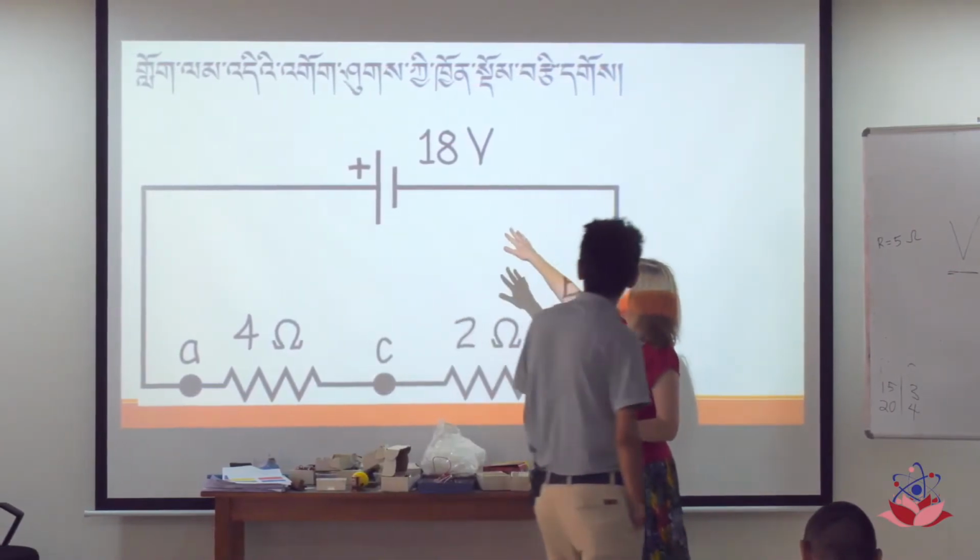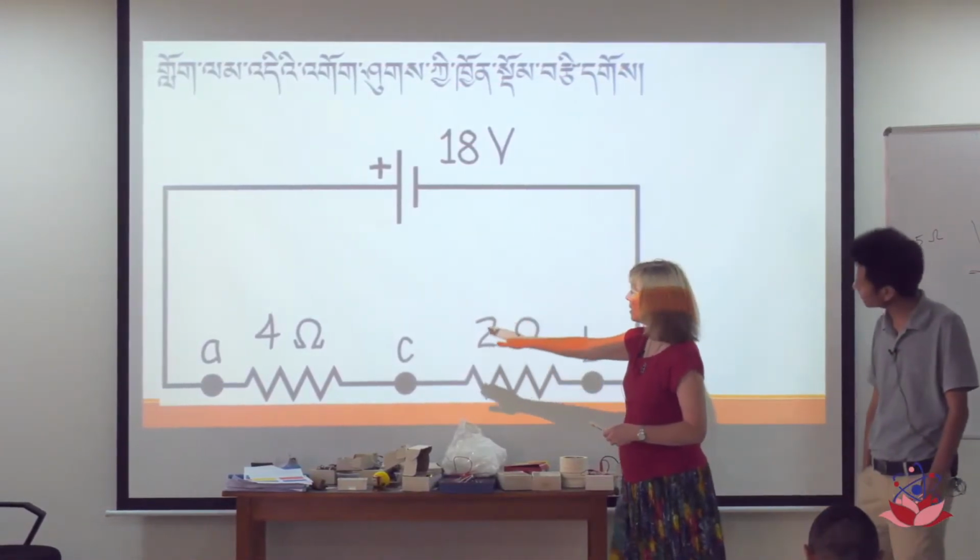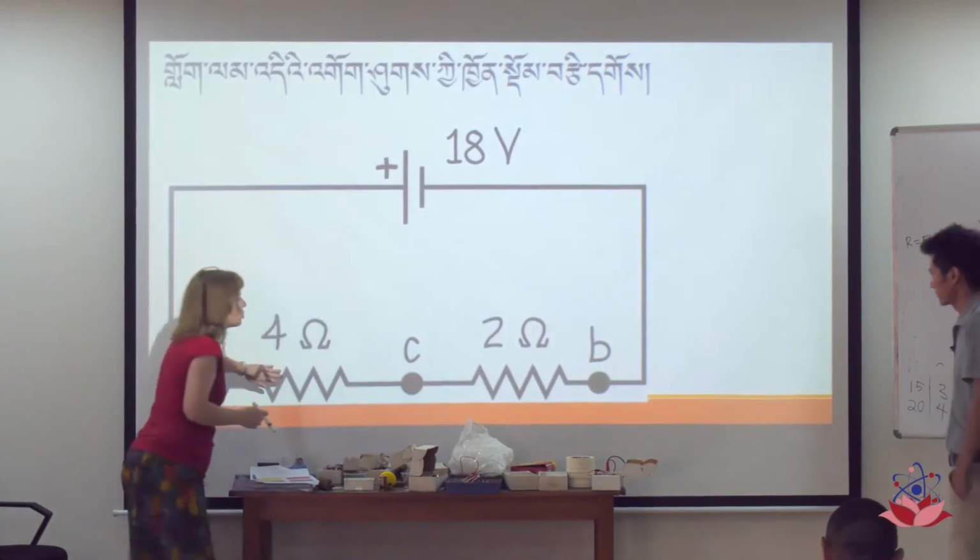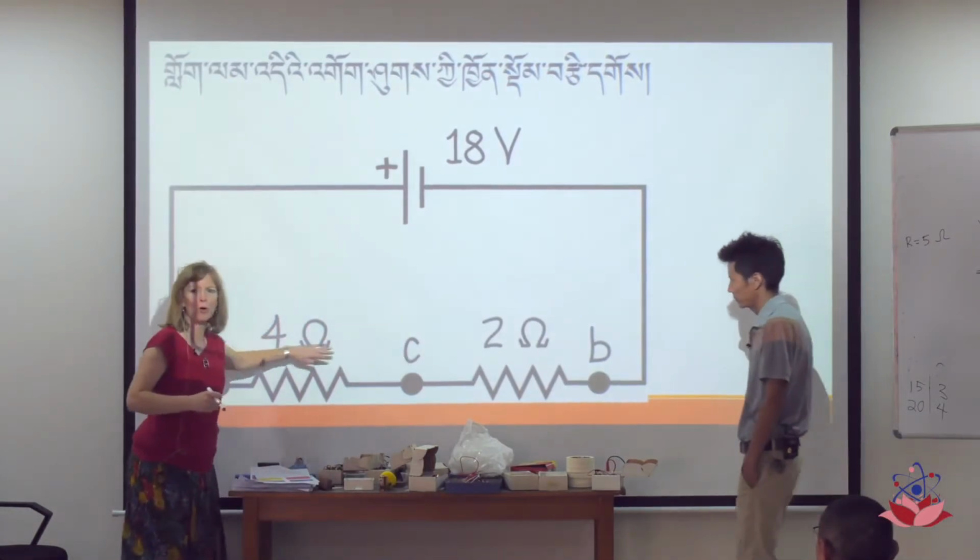So now we're going to have an 18-volt battery, and connected to that are 2 resistors, 4 ohms and 2 ohms.